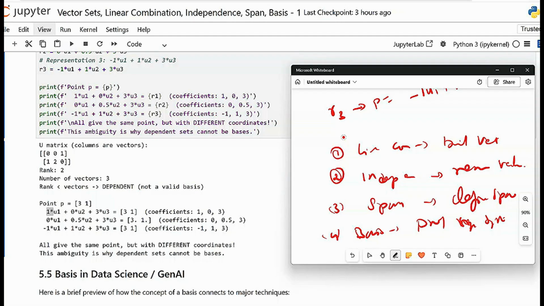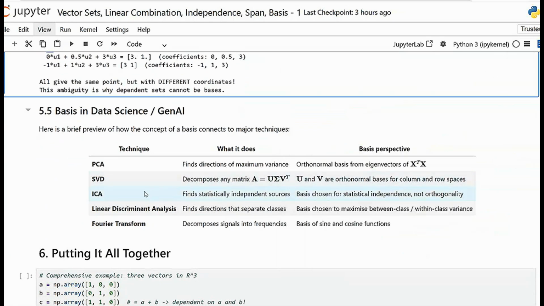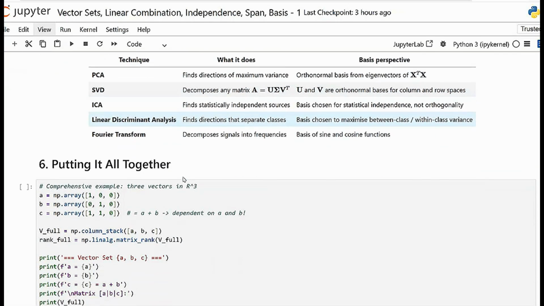So all these things are what has been given here in this important point. How about PCA, SVD, ICA, linear discriminant analysis, Fourier transformation? What does it actually do, and what is the exact basis perspective of this functionality I have just given here? This is the exact summarization of the things we have done above.